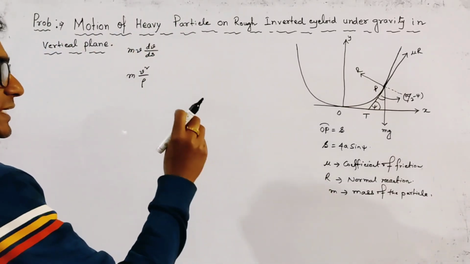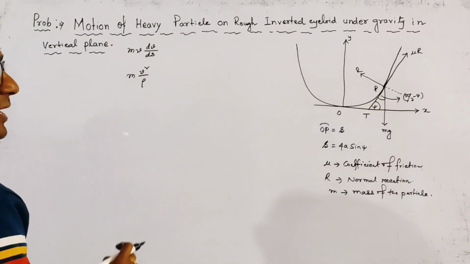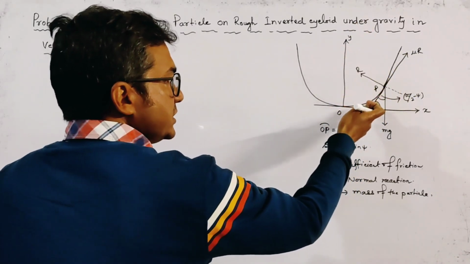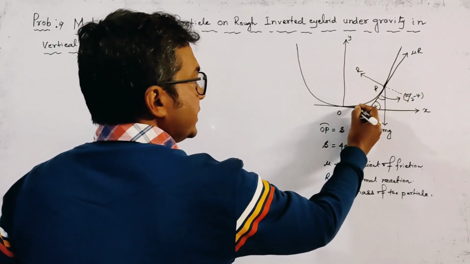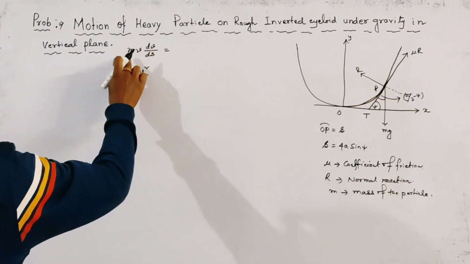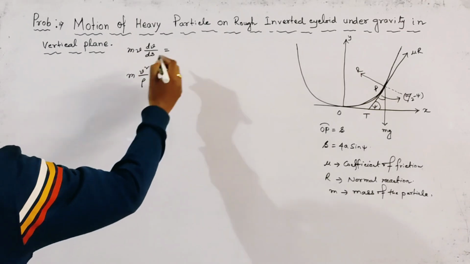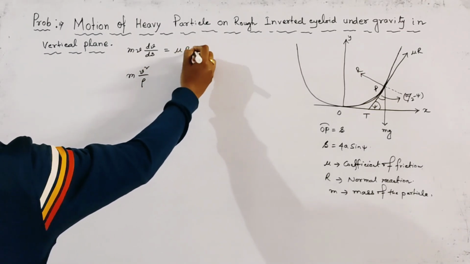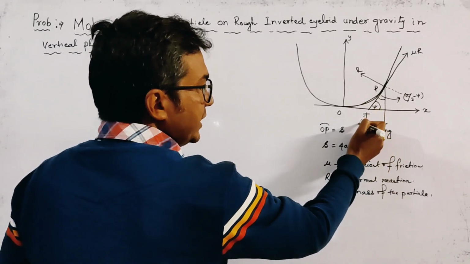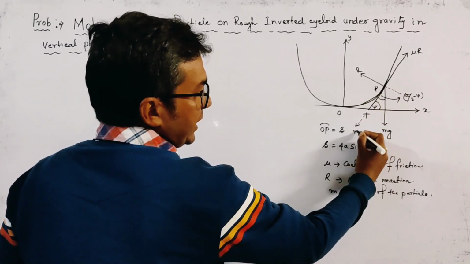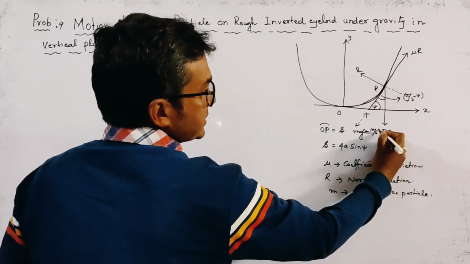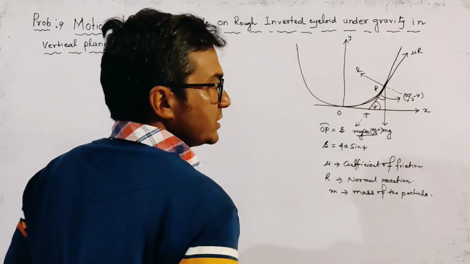So the total tangential force: one of them is mu R, which is positive because it is in the positive direction, or increasing direction, of s. So we write here the tangential equation of motion, m v dv/ds equals mu R, and another is the component of mg along the tangent, which is given by mg cos(pi/2 minus psi), because the angle is pi by 2 minus psi.